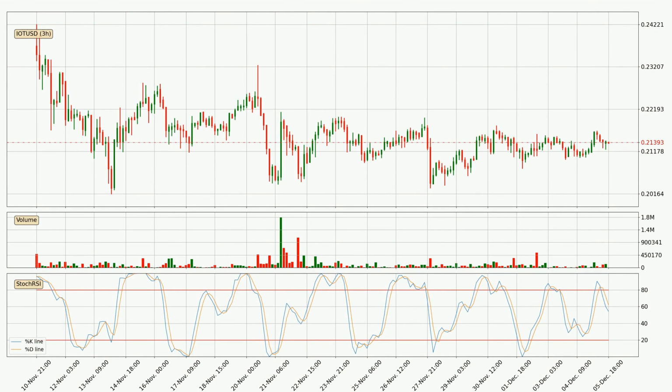Moving to the 3-hourly stochastic RSI, there are no signs of the stochastic RSI being oversold or overbought at this time, but we can see that the trend is currently going down because the K line is below the D line.